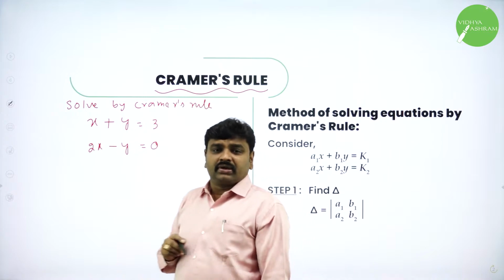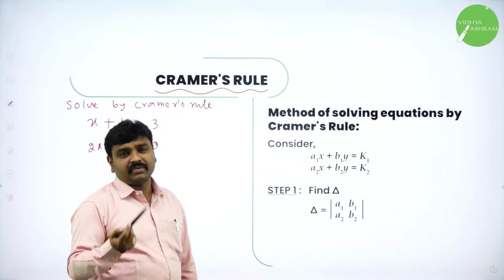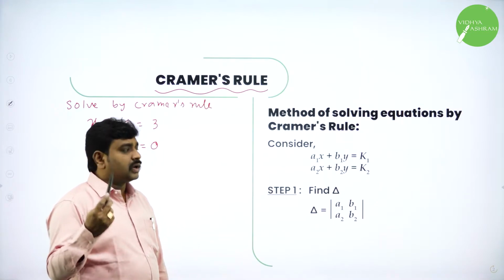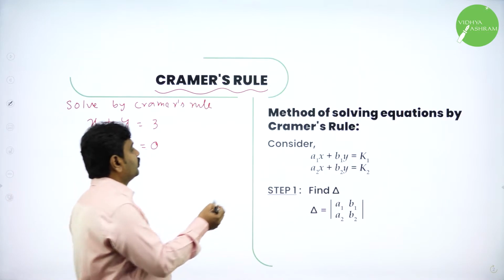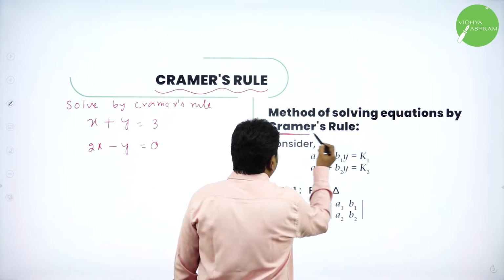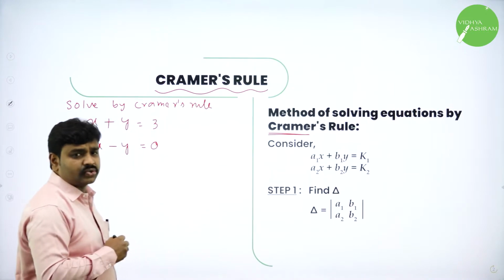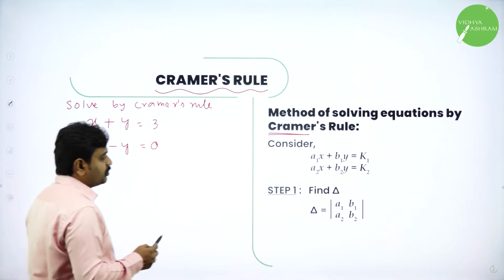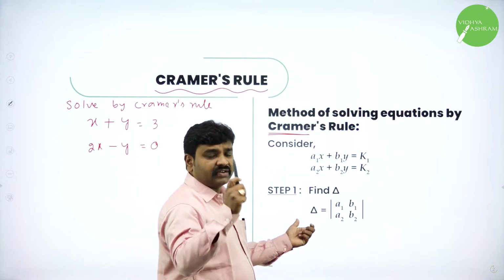Here we can solve this as simultaneous equations, either by the method of elimination or substitution, but similarly we can also solve by Cramer's rule. Because there are two variables x and y, we can use a 2 cross 2 determinant to solve. So now the very first step is to write the value of delta. What is the first step? Write the value of delta.